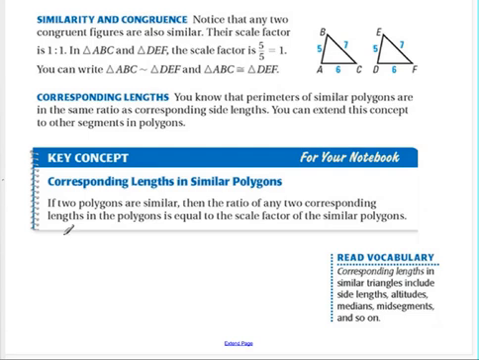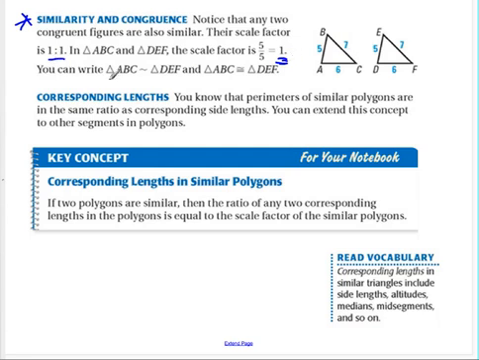How's similarity related to congruence? Okay, things can be similar, things can be congruent, sometimes they can be both. Notice that any two congruent figures are also similar. Notice that we could say 5 over 5, 7 over 7, 6 over 6 in our statement of proportionality. When we simplify that, all of it will simplify down to 1. We have a scale factor of 1 to 1, or just a scale factor of 1.